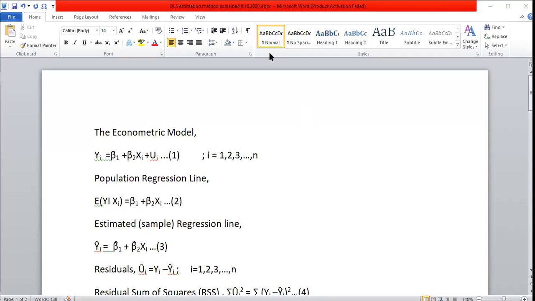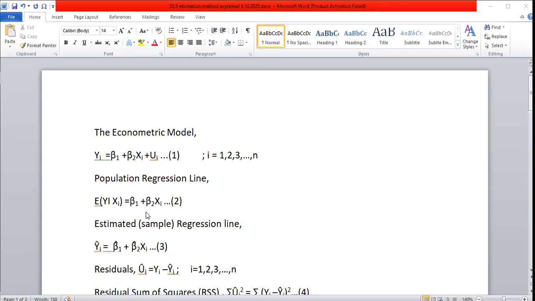Don't leave, please. These are way too important things. Farzana, are you there? Yes, Professor. How do you explain this beta 1? Beta 1 is the intercept. Yeah, intercept. But how do you interpret that? Professor, when x equals 0, y equals beta 1.